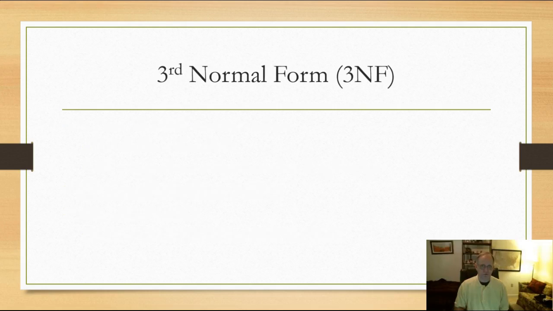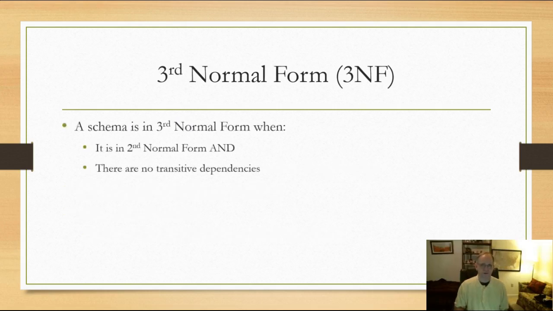Okay, third normal form. A schema is in third normal form when it is in first normal form, second normal form, and there are no transitive dependencies. Remember, transitive dependency says A determines B, B determines C, then A determines C. So if your primary key is A, but you have an attribute for C, then you have violated third normal form because we do not want transitive dependencies in our database design.